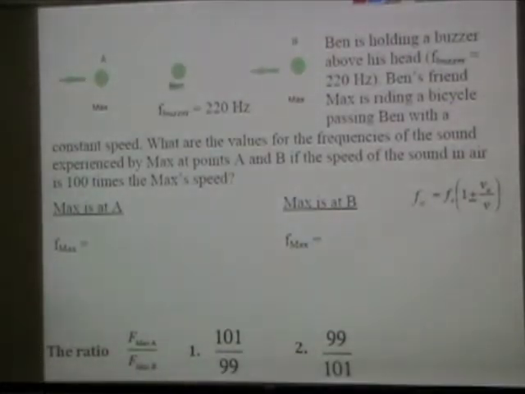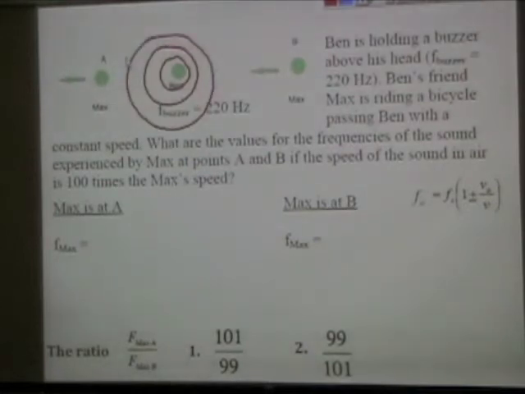To answer this question, we don't really need to do any calculation. We just need to understand what is happening to the frequency. So, sound waves travel in all directions away from the source. At point A, Max, the observer, is traveling away from the source. So the frequency experienced by Max at that point should be lower than the frequency for a stationary case. Should be lower. How much lower? We can plug the numbers and calculate the frequency.